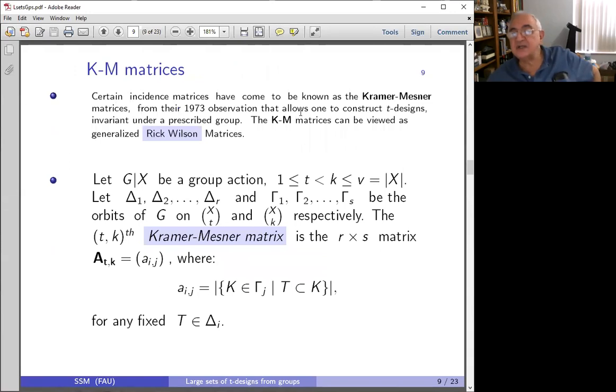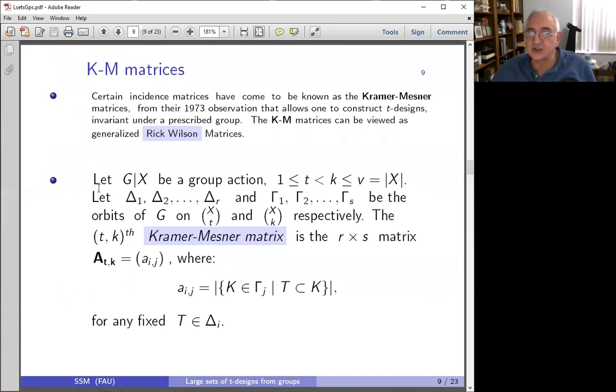Now, certain incidence matrices have come to be known as the Kramer-Mesner matrices from their 1973 observation that allows us to construct T designs invariant under a prescribed group. You can think of Kramer-Mesner matrices as sort of generalized Wilson matrices. Here we have a group. Wilson matrices were simple incidence matrices without any group action.